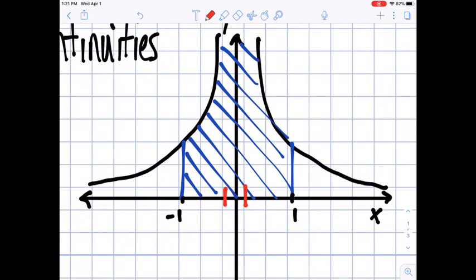So here, let's just fix this up a little bit. Let's suppose that to the left here, we are going to do the integral up until t. So that's going to look something like this.